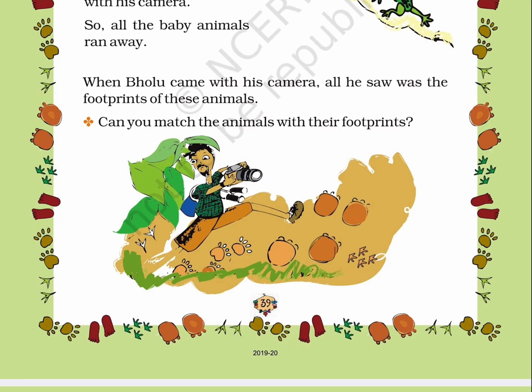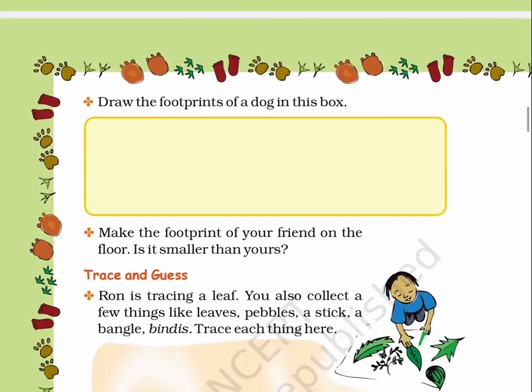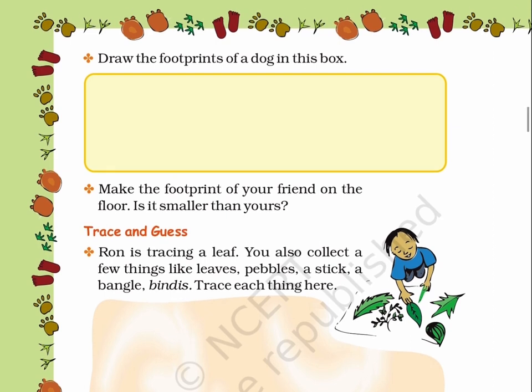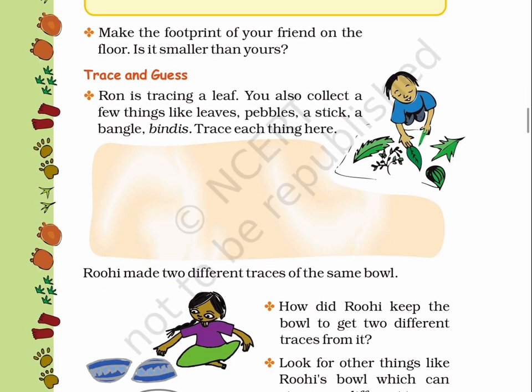Page 40. Question 1. Draw the footprints of a dog in the box provided. Question 2. Make the footprint of your friend on the floor. Is it smaller than yours? Trace and guess. Ron is tracing a leaf.